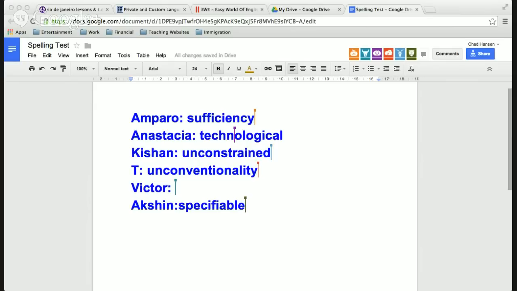Okay, Victor. Your word, let's see here. Oh, I need to go to my next sublist. Okay, Victor, your word is accessibility. Accessibility.